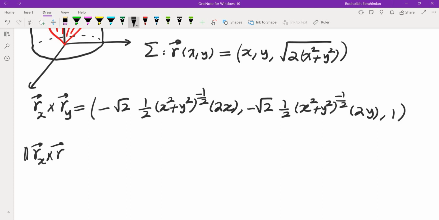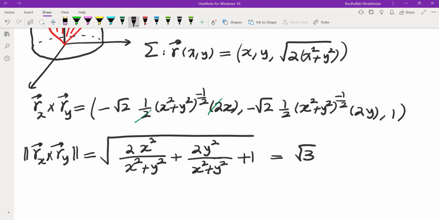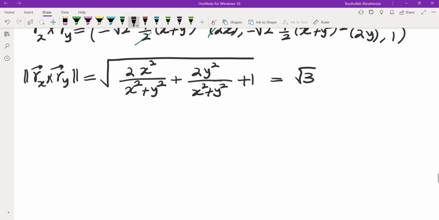r_x cross r_y is going to be the square root of, the 2's cancel. Squaring that, we get 2x squared over x squared plus y squared, plus 2y squared over x squared plus y squared, plus 1. And this gives us root 3. So that's the magnitude of that.